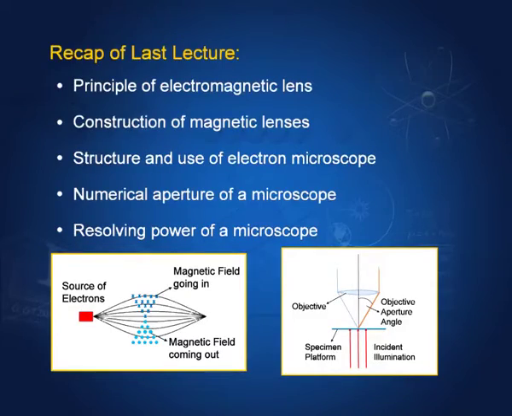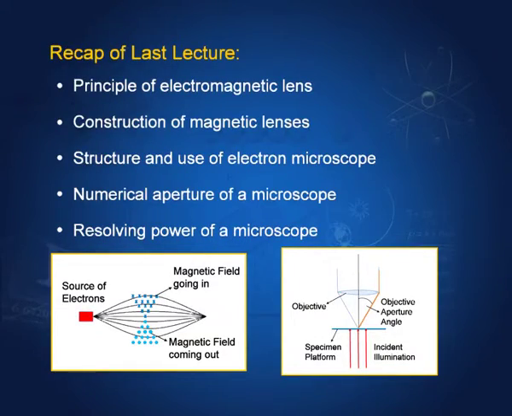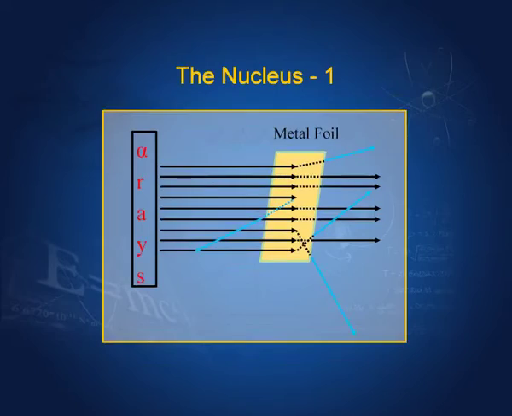Then we had to talk of the resolving power of a microscope. Resolving power of a microscope depends on what is known as numerical aperture. That means, the cone that waves exert on this lens, half of that angle, this angle alpha, is called numerical aperture. So, with the help of numerical aperture, we were able to define the resolving power of a microscope. Now, in the next few lectures, we intend to take up the topic of the atomic nucleus.